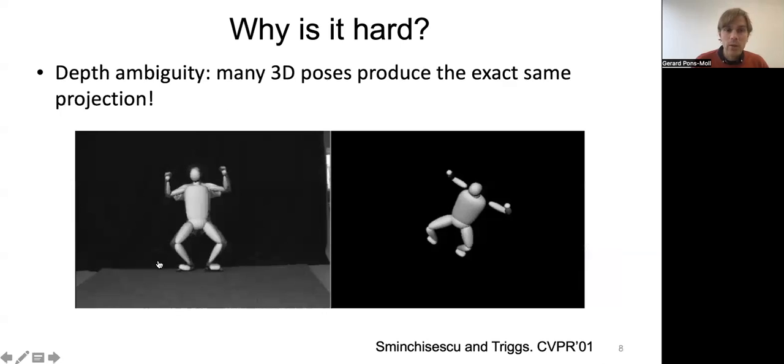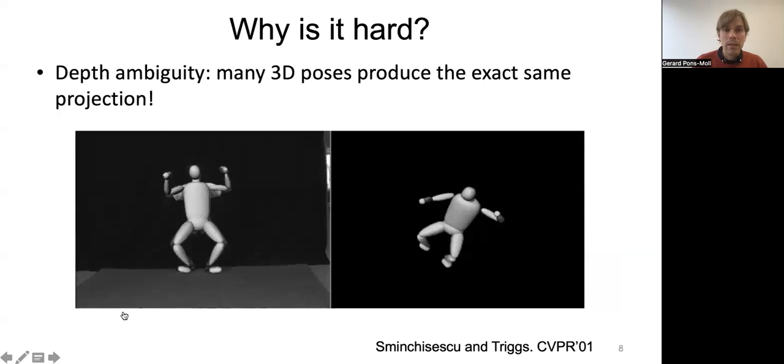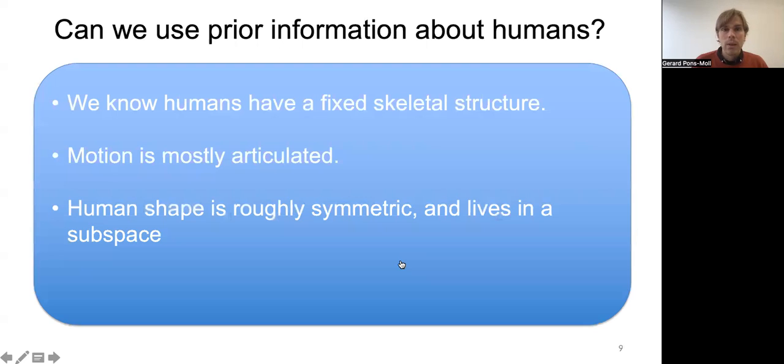This is very well illustrated by this video, which shows that you can have many configurations of 3D poses that project to almost the exact same 2D projection. So let me play this. On the left, you see the projection of the model, and on the right, you see the different 3D poses. Notice that the projection barely changes while the 3D drastically changes. This is because you have this depth ambiguity, where multiple poses project to the same exact image. And this makes the problem really, really hard.